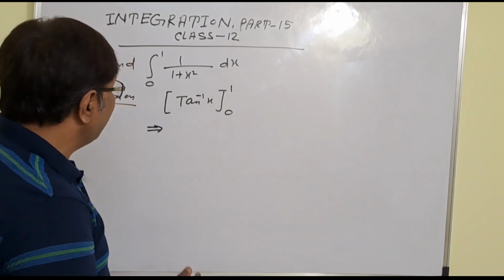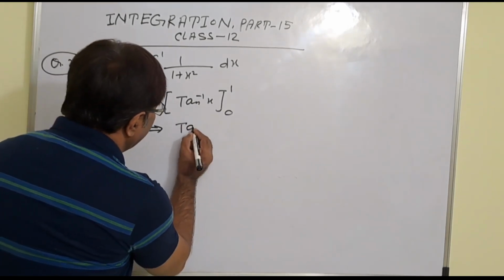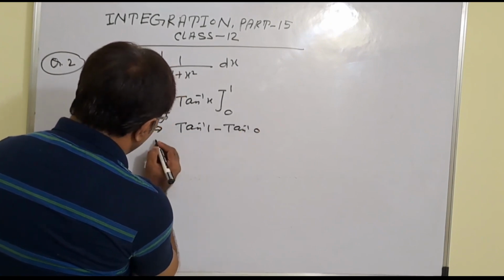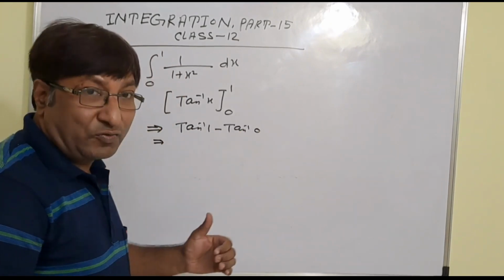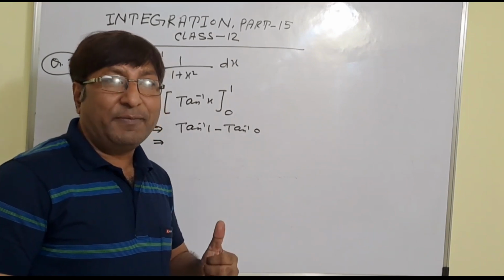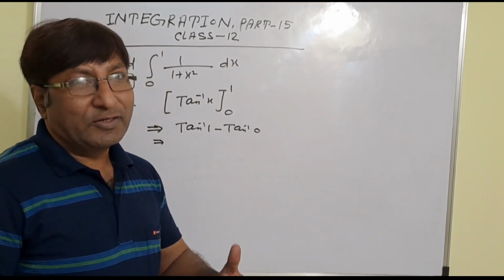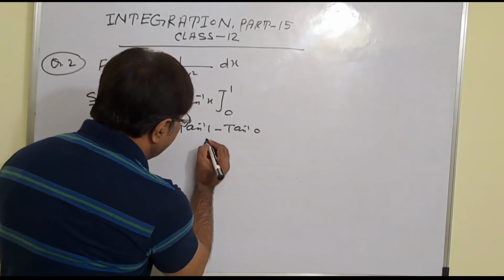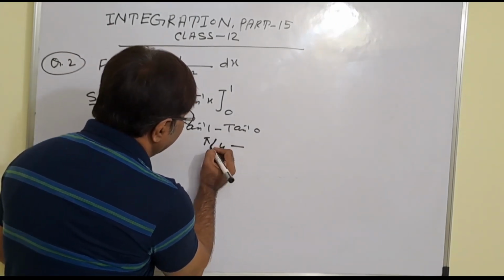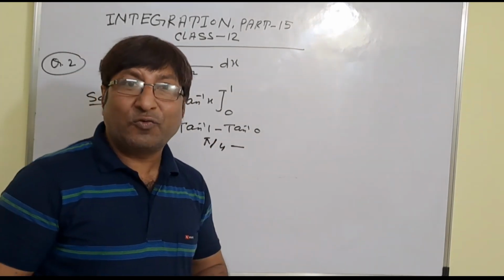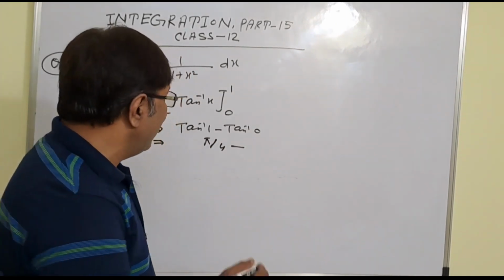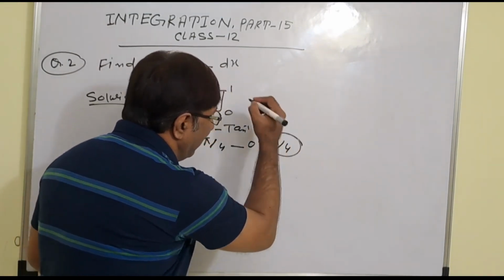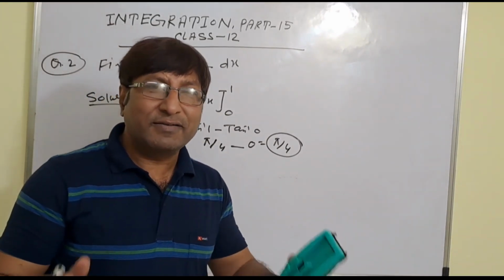So when we put x equal to 1, we will get tan inverse 1 minus tan inverse 0. Now you know tan inverse 1. So you know tan 45, that is pi by 4, is 1. So tan inverse 1 equal to pi by 4. So we can write directly here pi by 4 minus. Again you know tan 0 is 0. So tan inverse 0 will be 0. So our correct answer is pi by 4. So pi by 4 is our right answer.